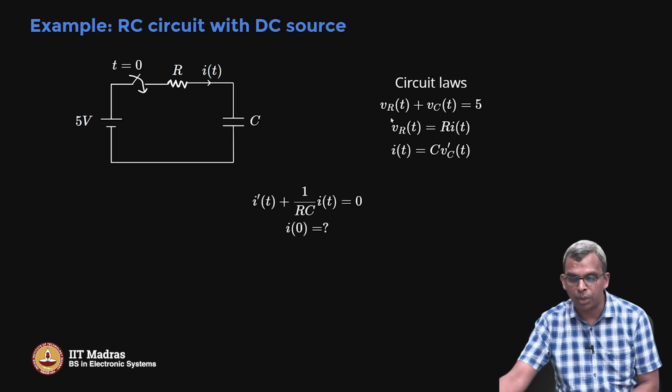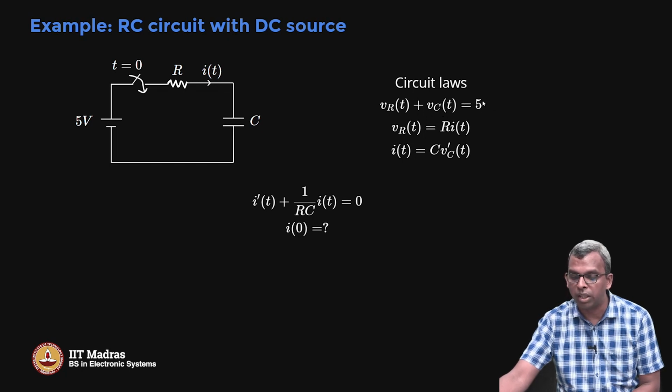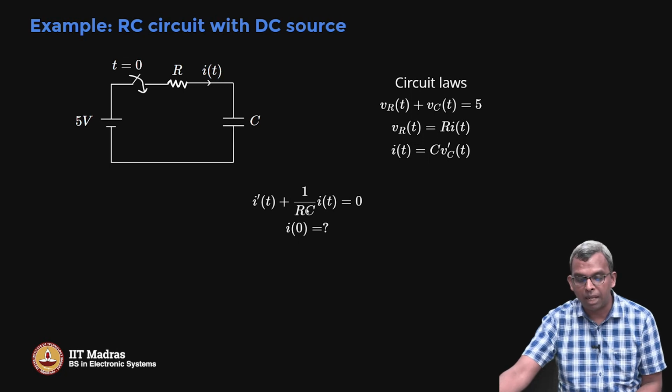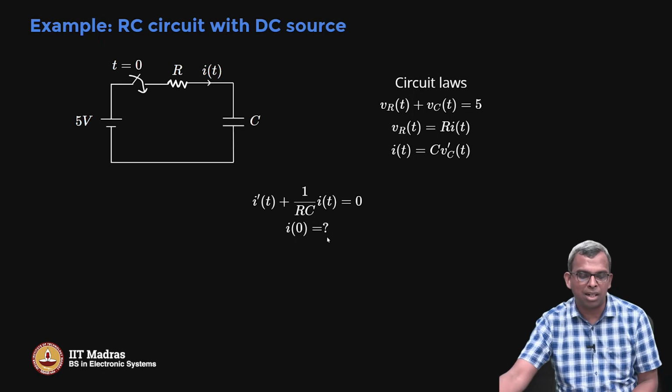So if you differentiate that equation, and do some manipulation, you will get R times I prime of t plus 1 by C times I of t equal to 0. And then you divide by R, you get this equation. So what you get here is a differential equation, I prime of t plus 1 by RC I of t equals 0. And then I of 0 equals, I've put a question mark, I of 0 will end up being 5 by R. Okay, so initially, when it starts, the current is going to think the resistor is the only thing there, and I of 0 will actually be V by R.